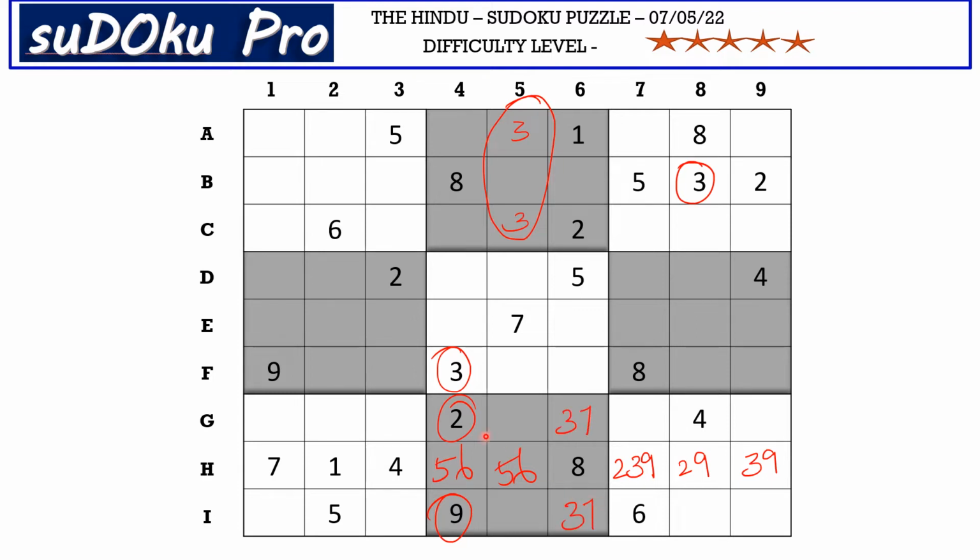Now in this 8th block, the missing numbers are 1 and 4. There is a 4 blocking from here. So G5 takes 1 and I5 takes 4.